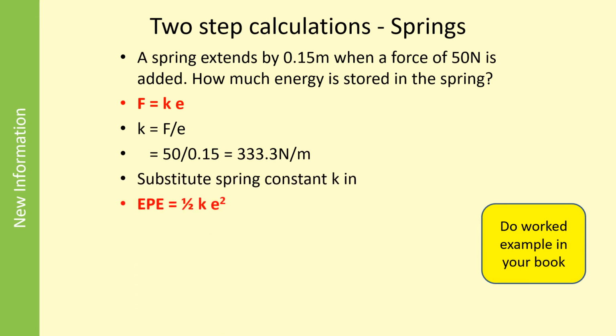You want to work out the elastic potential energy stored in the spring. Now you know the spring constant and the extension, so put your formula down. Elastic potential energy equals a half ke squared. Substitute in all of the figures, and that gives you an answer of 3.75 joules.